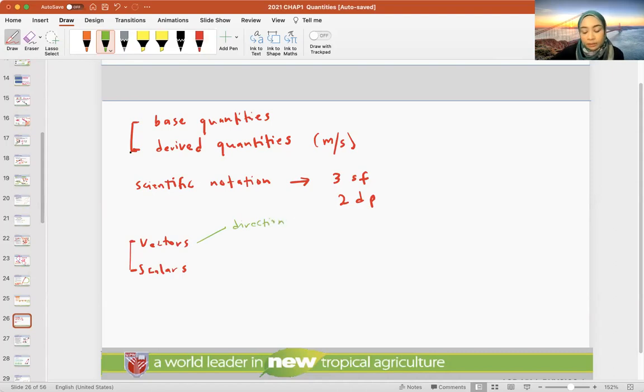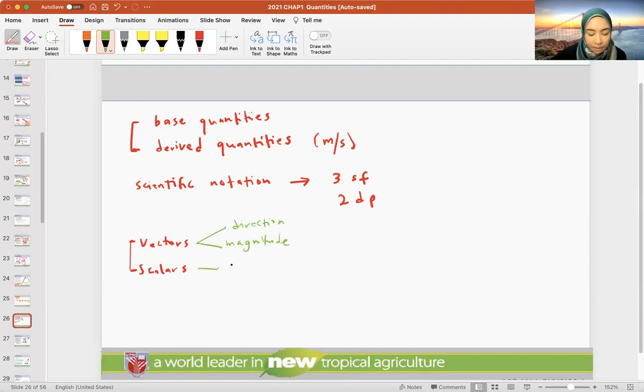What is the common thing between them? How are they common? Both have magnitude. Sorry, I didn't hear. Has magnitude. Okay, yes, correct. So vectors have magnitude and direction.